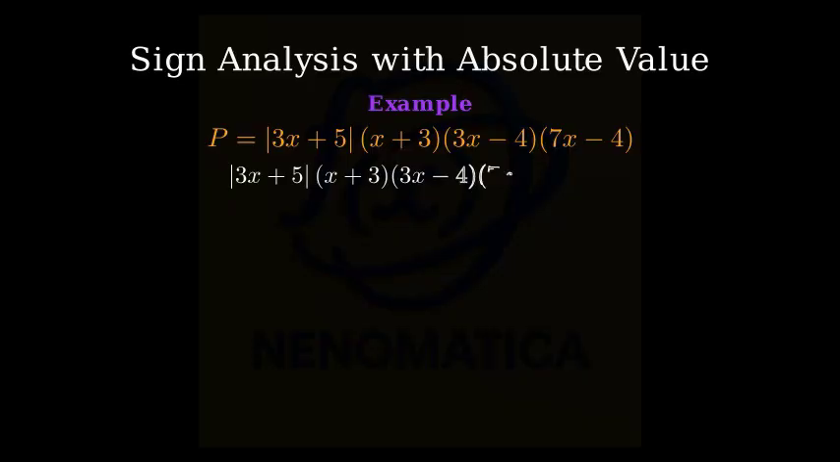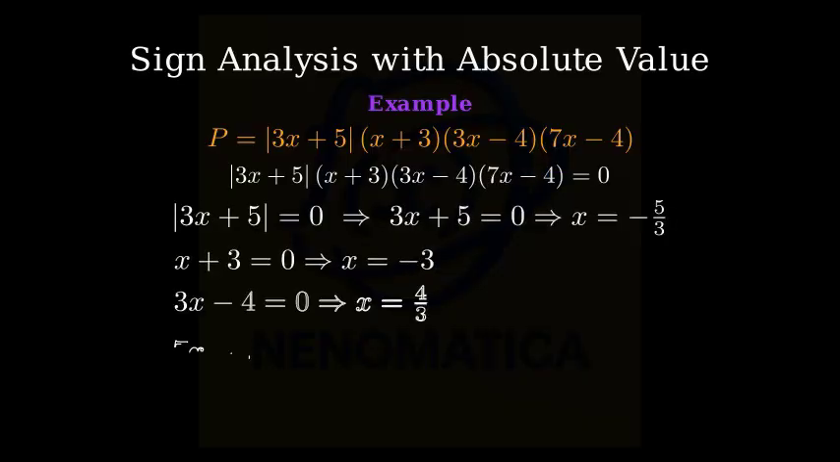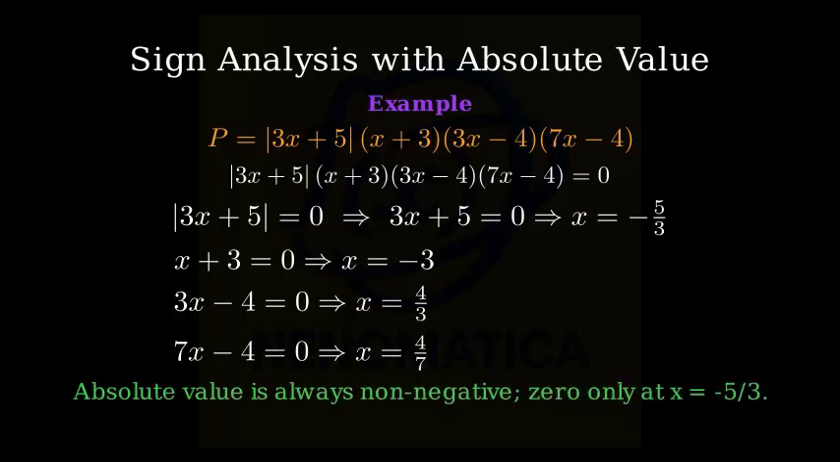Step 1. Set the product equal to 0 and solve each factor. The zeros come from the absolute value of 3x plus 5 equals 0, x plus 3 equals 0, 3x minus 4 equals 0, and 7x minus 4 equals 0. Remember, the absolute value term is always non-negative, and it is 0 only when 3x plus 5 equals 0.